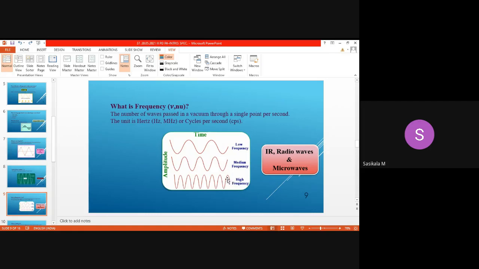So when frequency is increased, energy also will be increased. When low frequency is there, the amount of radiation is less. With medium frequency, the amount and energy will be medium. With high frequency, if more waves are passed at a given point in a given second, that is high energy, since frequency is directly proportional to energy, E equals h nu. So this type of radiation represents high energy with a high frequency.